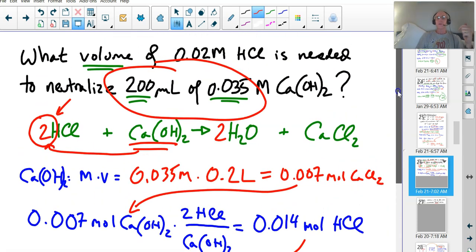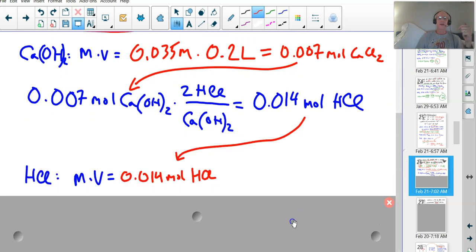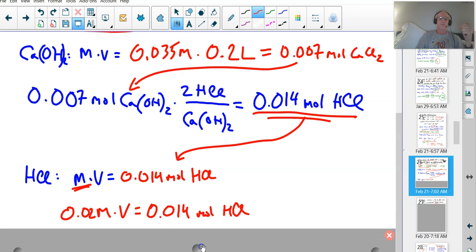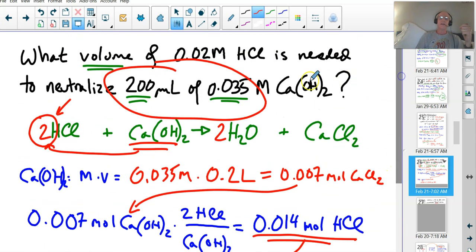And then the question asks, what volume of 0.02 molar HCl? Well, again, we use M times V a second time. Remember that M times V is equal to number of moles, and we now know number of moles of HCl. And we also know the molarity. Okay, what we don't know is the volume. So if those values are substituted in here, we had 0.02 molar, again, given in the question, sort of verbally, that clue is given.